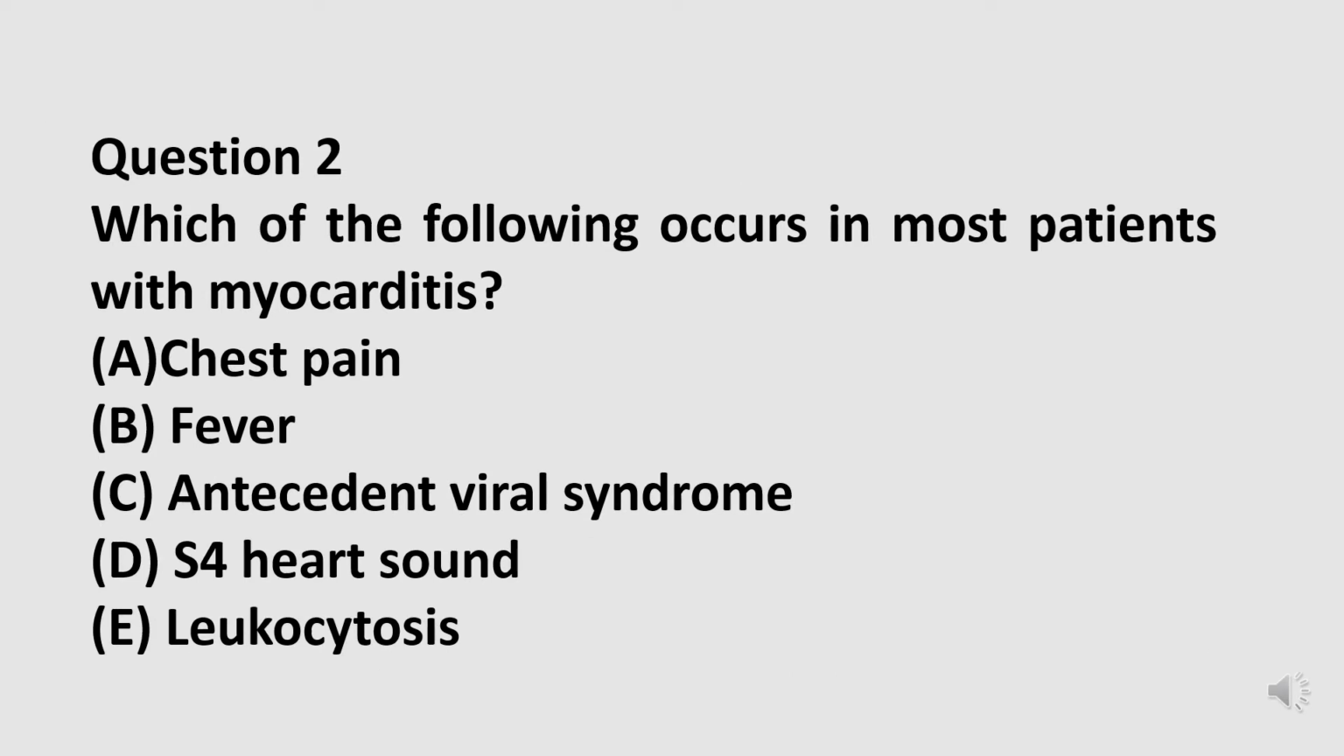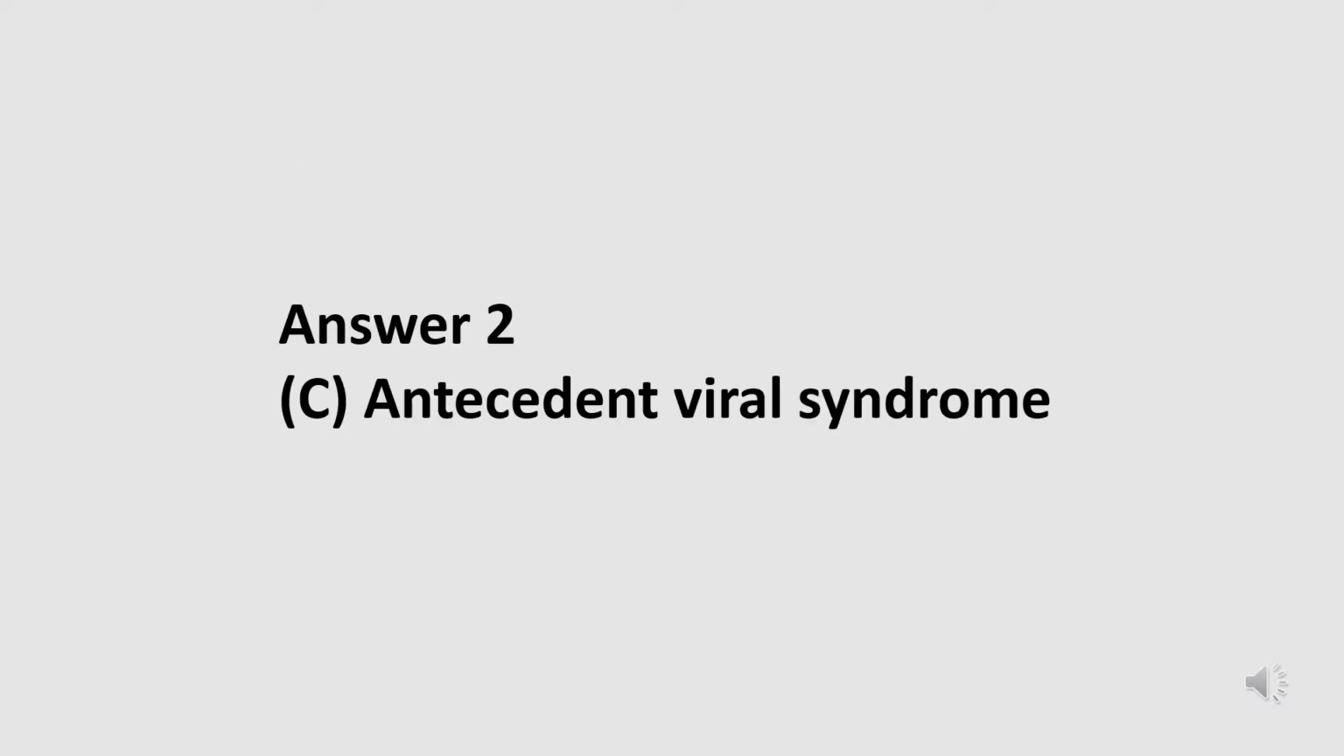Question 2. Which of the following occurs in most patients with myocarditis? A. Chest pain. B. Fever. C. Antecedent viral syndrome. D. S4 heart sound. E. Leukocytosis. Answer is C. Antecedent viral syndrome.